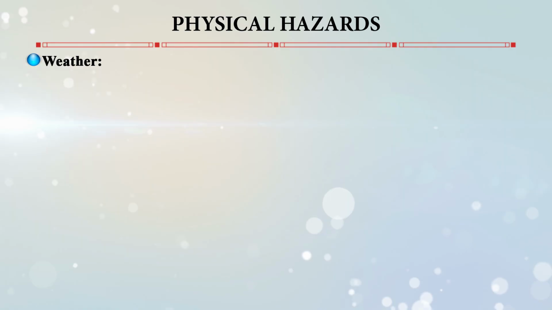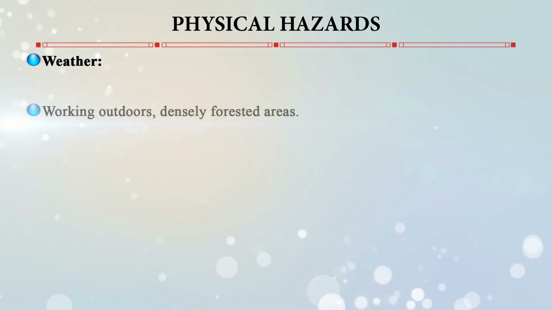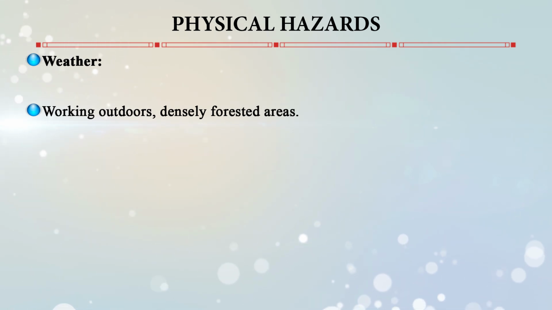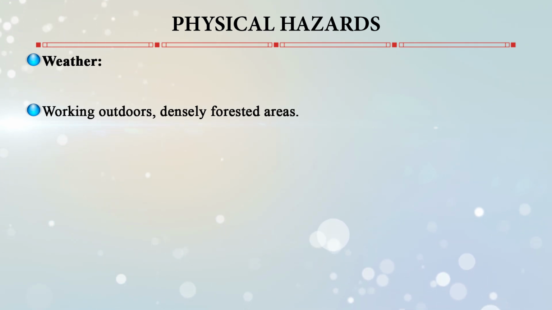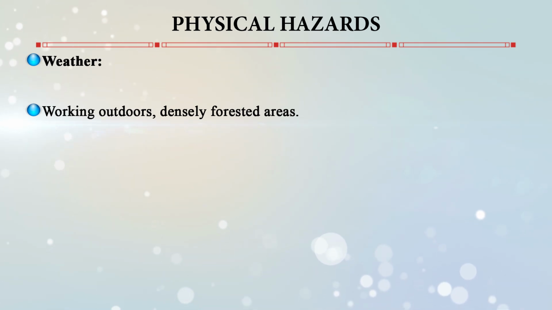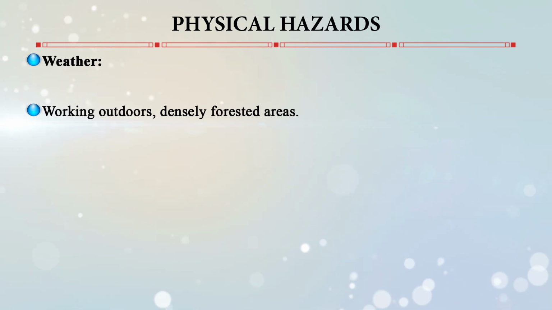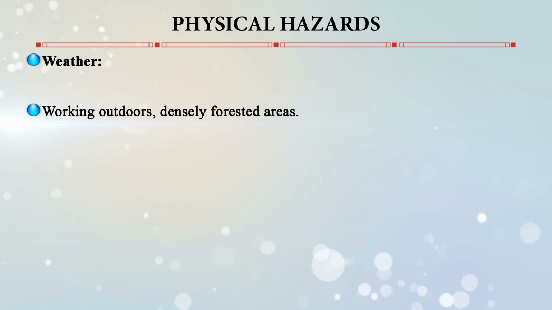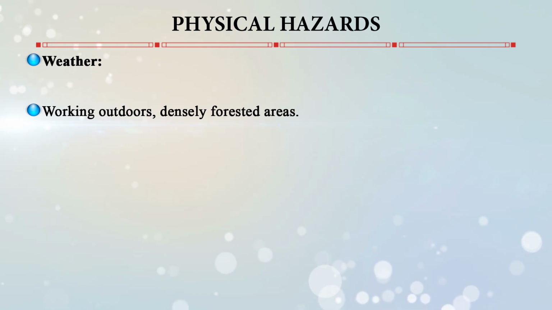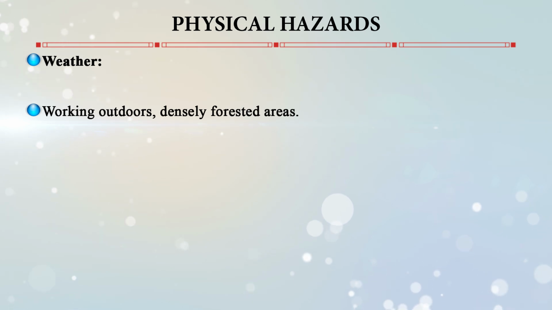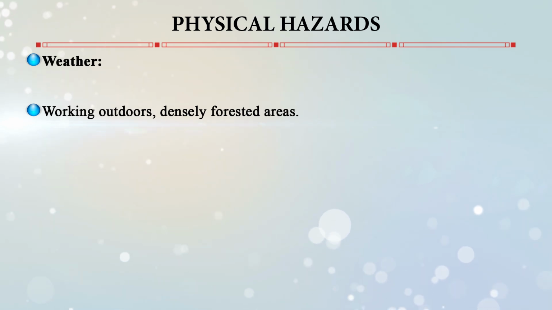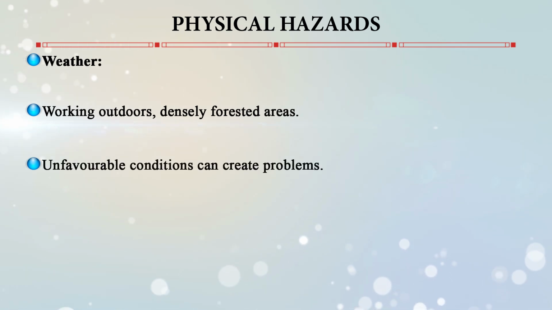So, physical hazards. Here first we come to weather. They work outdoors and it can be in densely forested areas. When I say densely forested areas, the trees are close to each other, there is a thick canopy surrounding them, and they may be exposed to wild animals roaming there. You can have jungle cats, jungle animals, elephants, jackals, wild dogs, wolves. So many things are over there, in addition to all other organisms from the kingdom Animalia. Unfavorable conditions can also create certain problems.